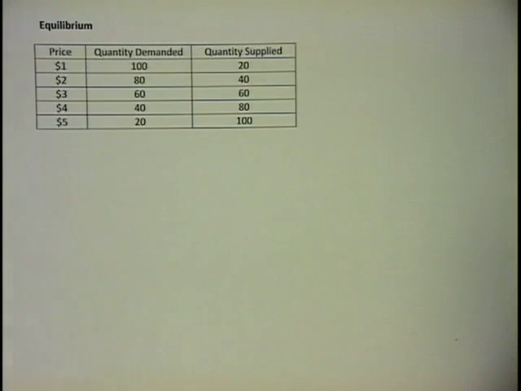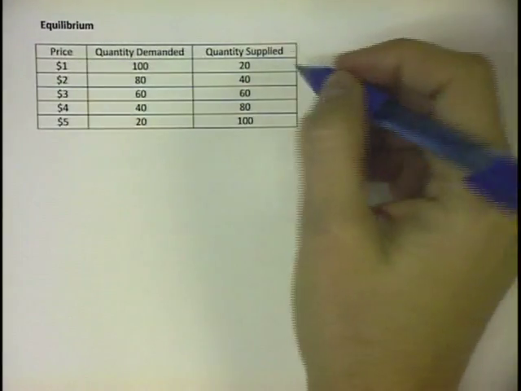Okay, for this we're going to put our demand and our supply together, and we're going to get something called equilibrium. With equilibrium, we have the situation where everybody that wants to buy something is able to buy it at that price, and everybody that wants to sell something at that price is able to sell it at that price. So we're going to find equilibrium.